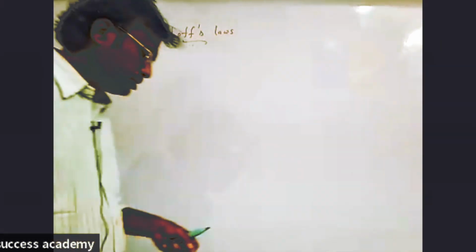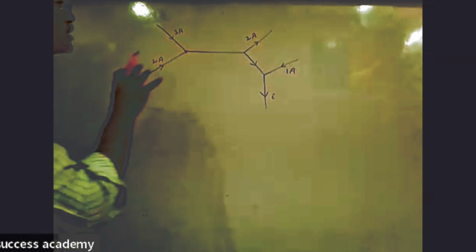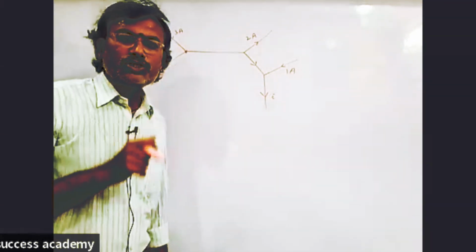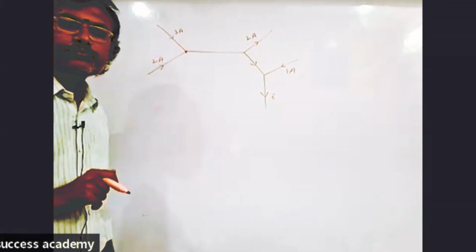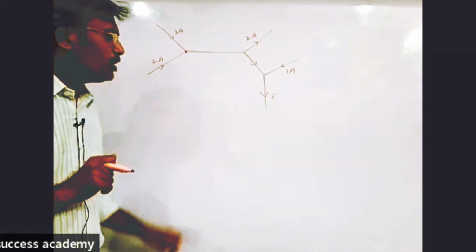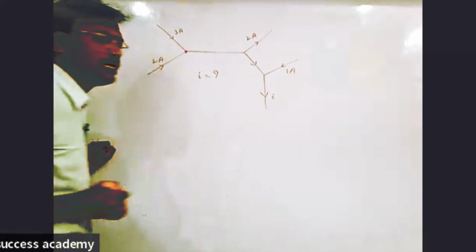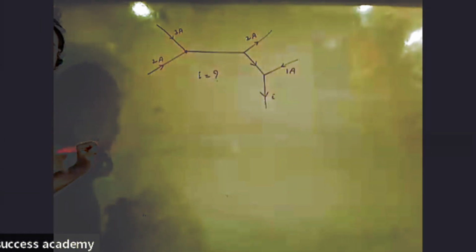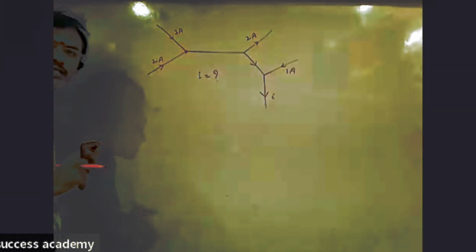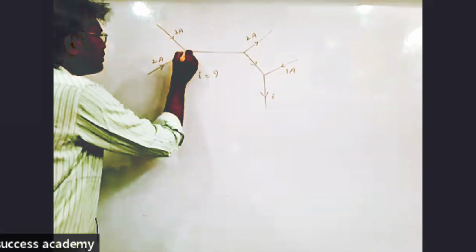As you know well, this is the problem related to the Kirchhoff's first law or junction law. We need to calculate the I value in the circuit diagram. I is equal to question mark. Very simple this is. Apply the junction law. Junction law means, observe carefully.